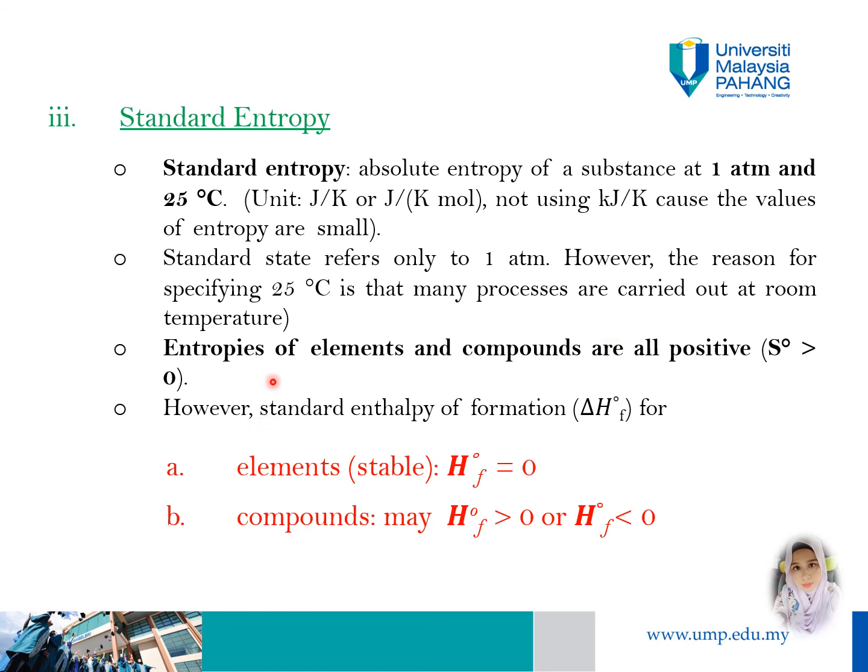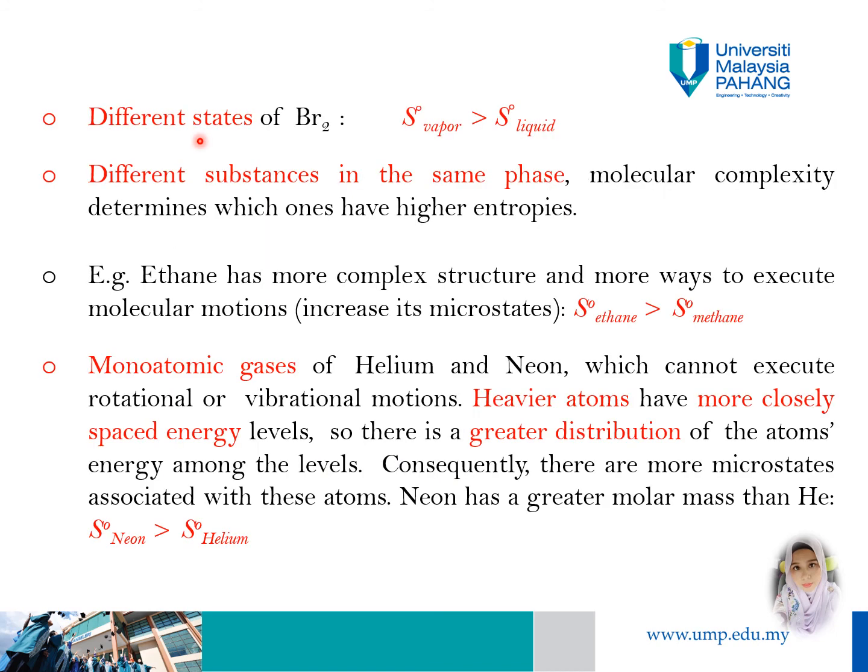The entropies of the elements and compounds are all positive, which means delta S is larger than 0. By contrast, the enthalpy of formation for an element in its stable form is set equal to 0, and for a compound it may be positive or negative. For different states, for example, bromine vapor has a higher entropy compared to liquid bromine. For different substances in the same phase, molecular complexity determines which one has a higher entropy.